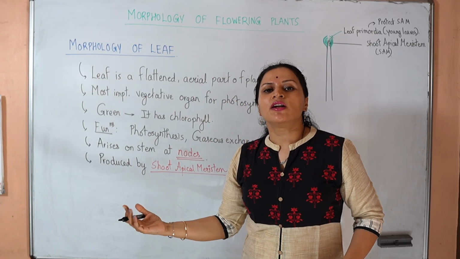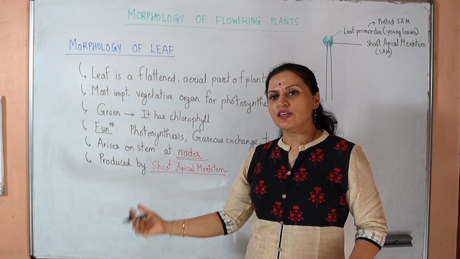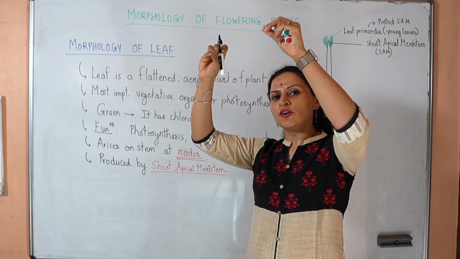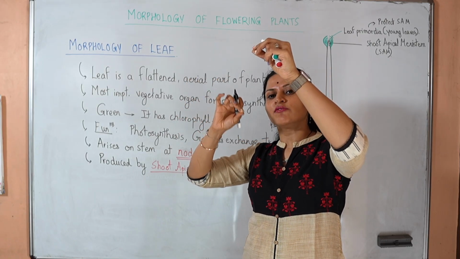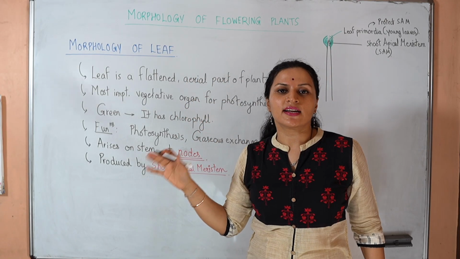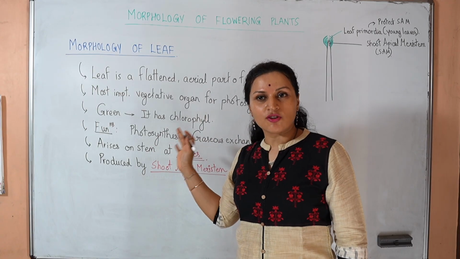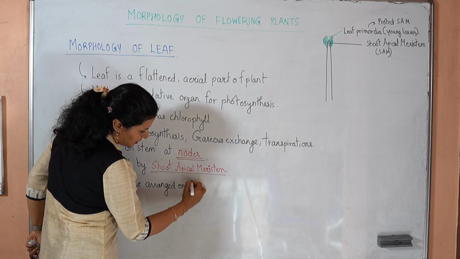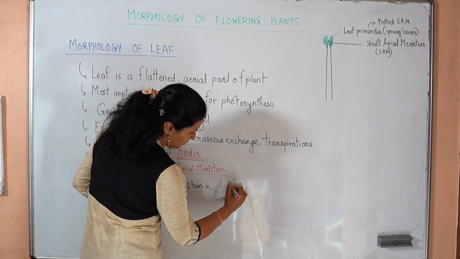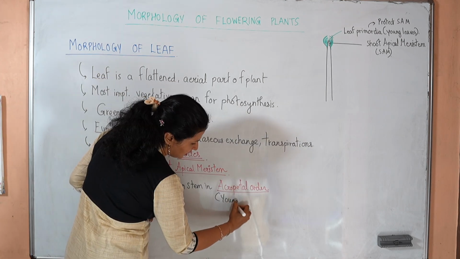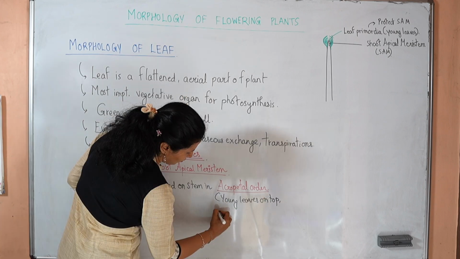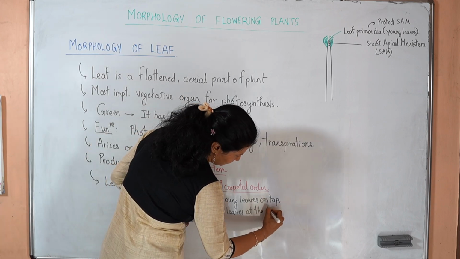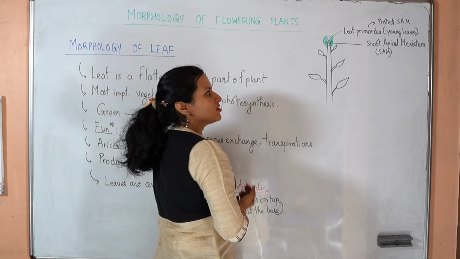The opposite is called a basipetal order, in which the older plant part will be on top and the younger plant part will be below. But we will look at that later. Right now, this is acropetal order. Leaves are arranged on stem in acropetal order. Young leaves on top and old leaves at the base. So this is an acropetal order.